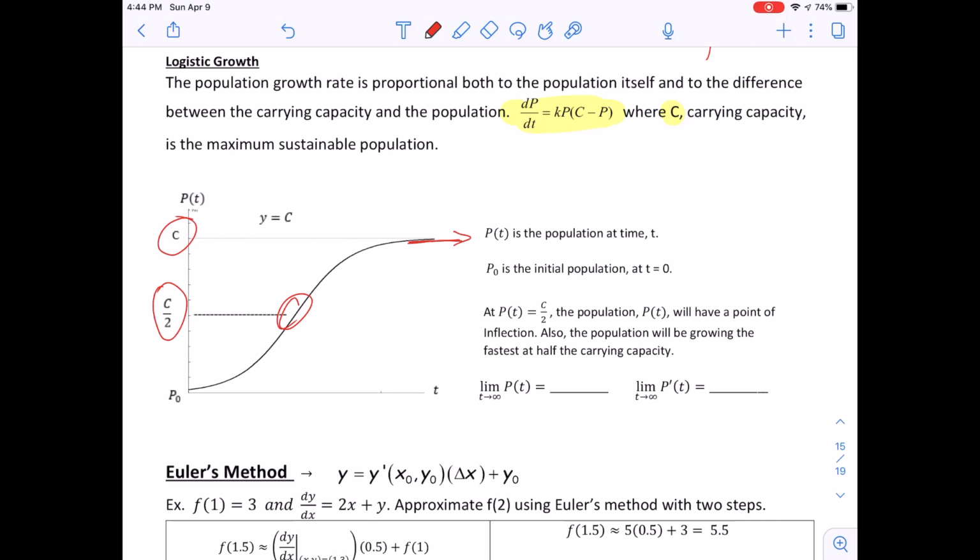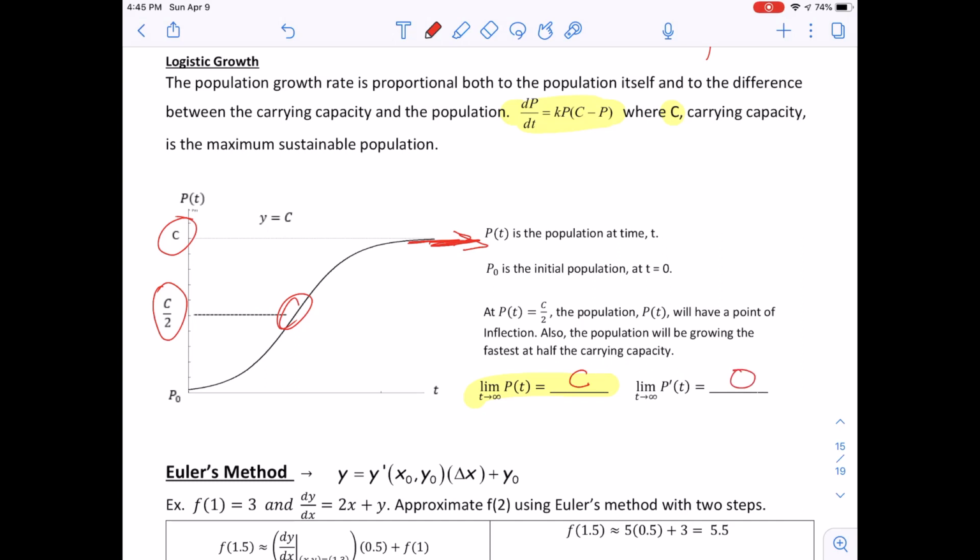The other thing is these limits are very common that you see down here, where it asks what is the limit as t approaches infinity of p of t. Well, that's going to approach the carrying capacity C. So the limit of the population is going to be that carrying capacity. And then it's going to ask, as t approaches infinity, what is the derivative of that population going to be? Well, as you can see, the graph has a horizontal tangent line. It's going to end up approaching 0.